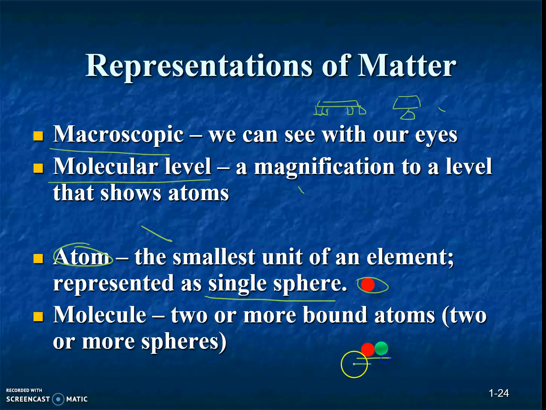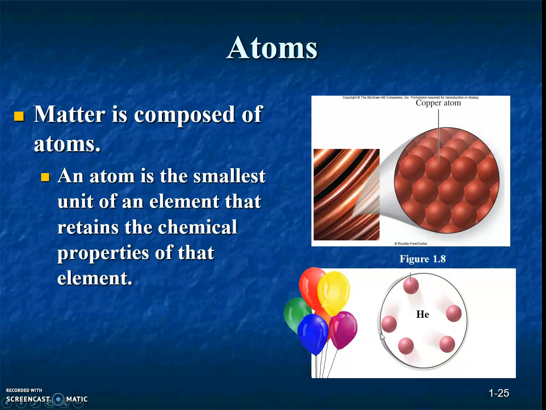But if I put two spheres together, that means I put two atoms together, bonded together, and I'm going to make a molecule. The two spheres can be different or can be the same. If they are like this, that means they are different elements. If I use both the same color and the same size, then that means they are the same element. And all matter is composed of atoms.